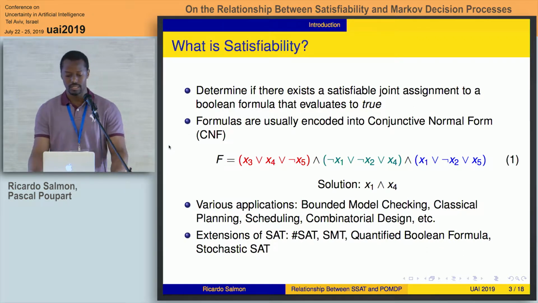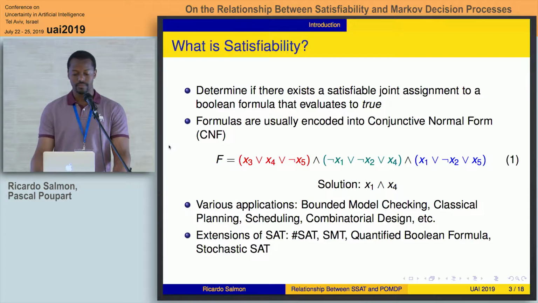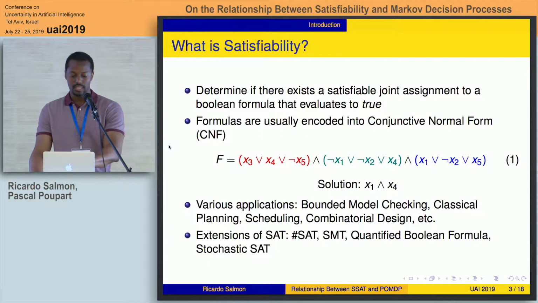So what is satisfiability? It's essentially to determine if a joint assignment of a Boolean formula evaluates to true. So in this example, we usually work with Boolean formulas in conjunctive normal form, where each formula is a conjunction of clauses, and each clause is a disjunction of literals. In this case, one possible solution is x1 and x4.